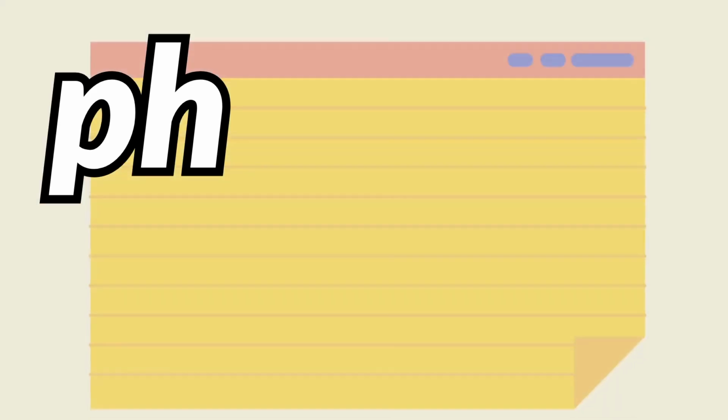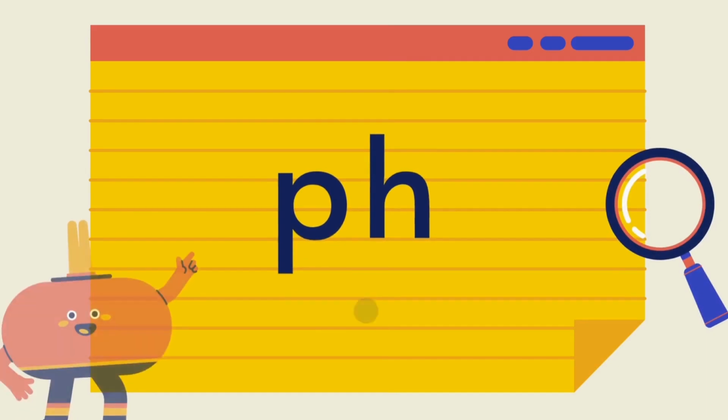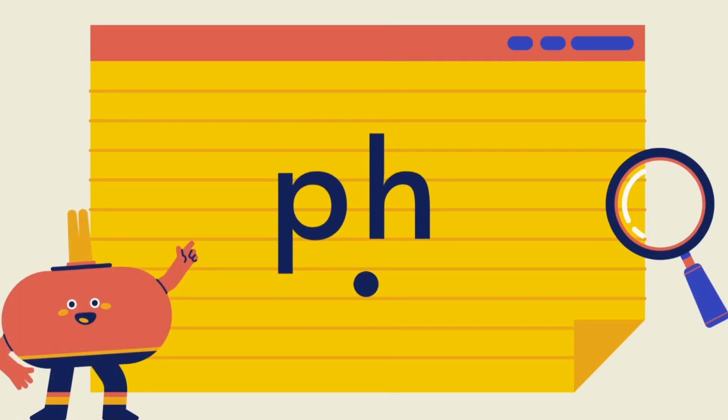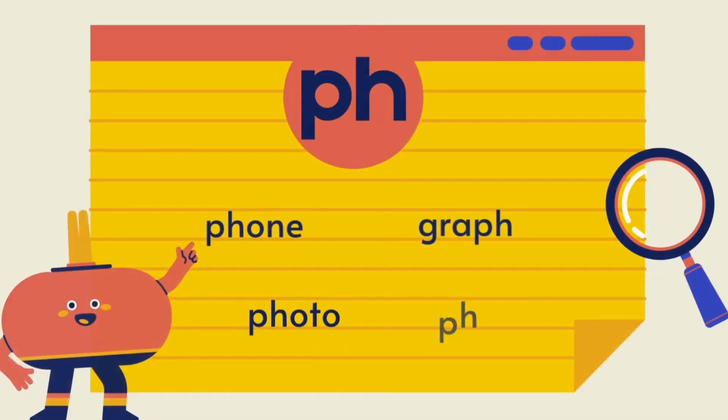Similarly, the next digraph that we are going to understand is this one. In this digraph, letter P and letter H, when they come together in a word, represent a single unit of sound, and the sound is f, as in the words phone, graph, photo, phonics.